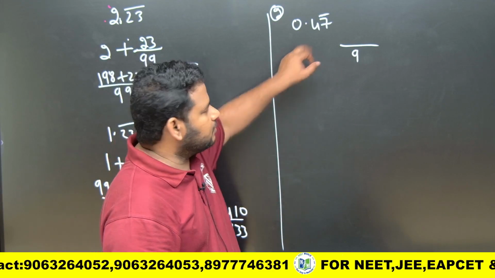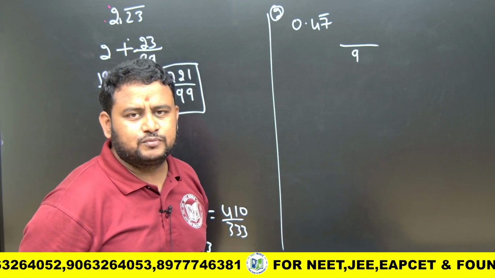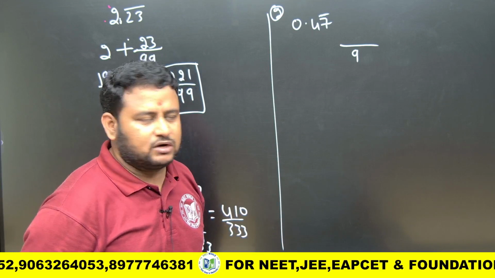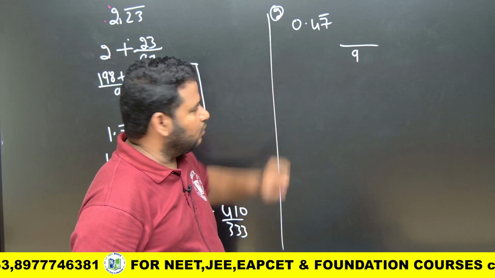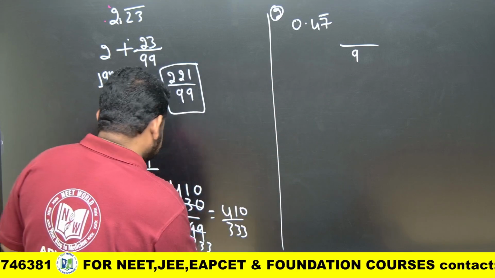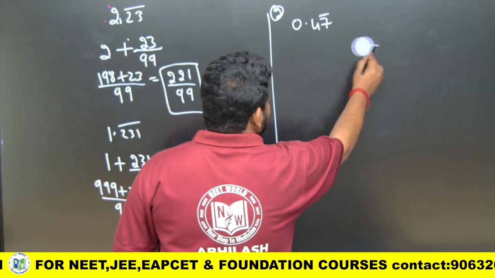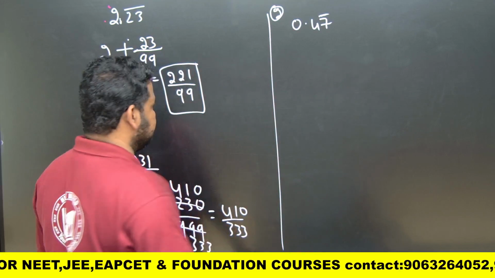Now what about this 4? What should I do here, friends? Here on how many digits is the bar? On 1. Now let us use the conventional method and solve it. Then I will tell you the shortcut method. First let us use the conventional method.